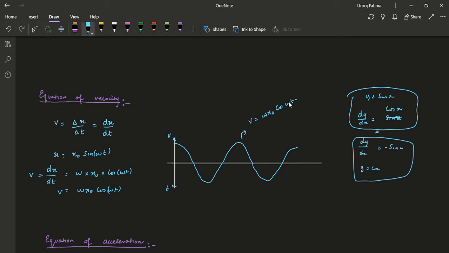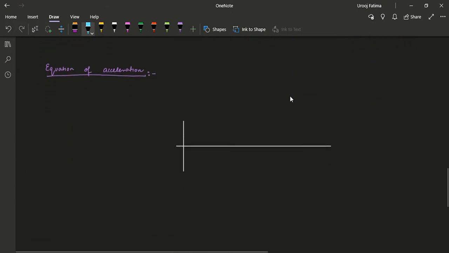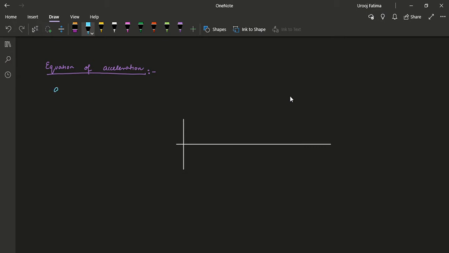Now moving on to the next part, you also know that acceleration can be found by change in velocity upon change in time. And again, if you're a math student, you know the derivative of v with respect to t is going to give you acceleration. So the equation of v that was there was omega x naught cos omega t, and now we're going to find the derivative, or the change in that, with respect to t.